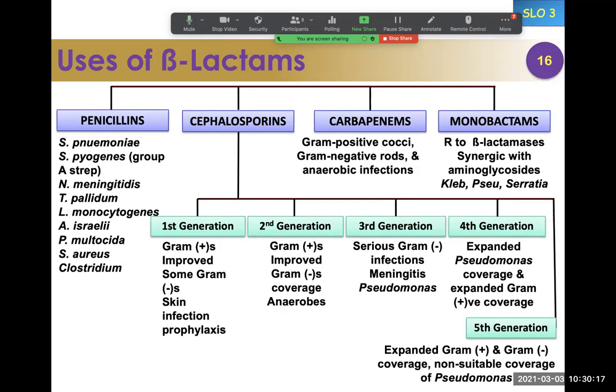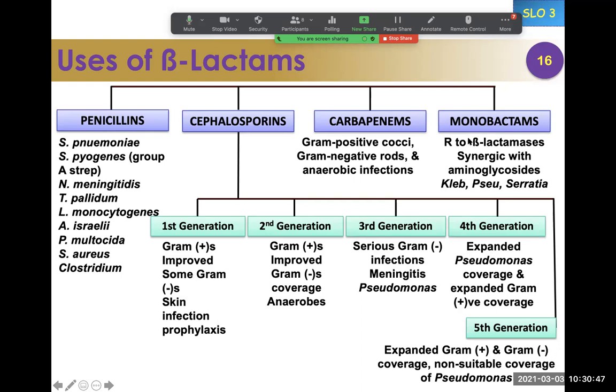And here, I'm not expecting you to memorize anything. Graduate students know this is a lot of knowledge, and you can see the targets of these various beta-lactams vary. Most of the cephalosporins are broad spectrum because they cover gram-negative and gram-positive. You keep some third generation for serious infections such as meningitis and Pseudomonas and so forth.